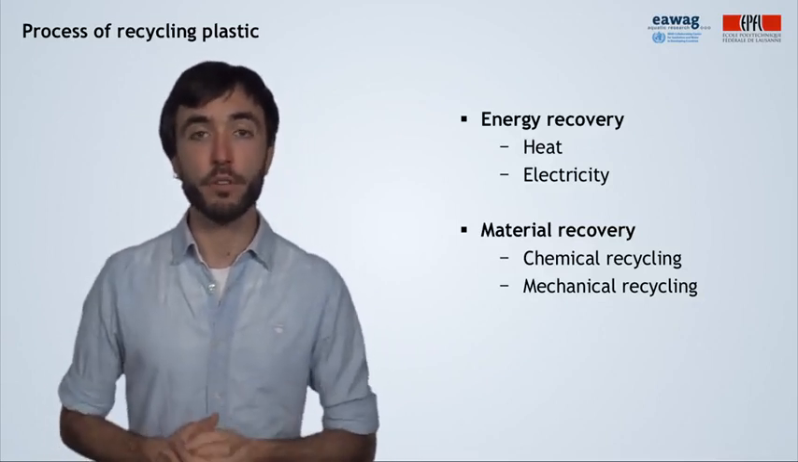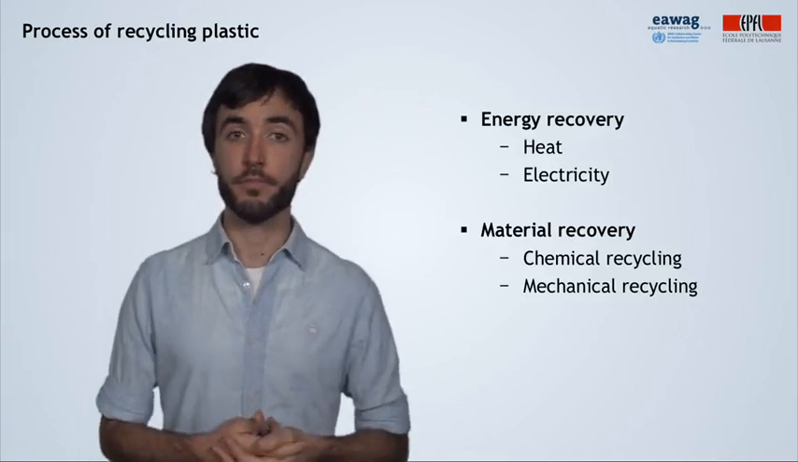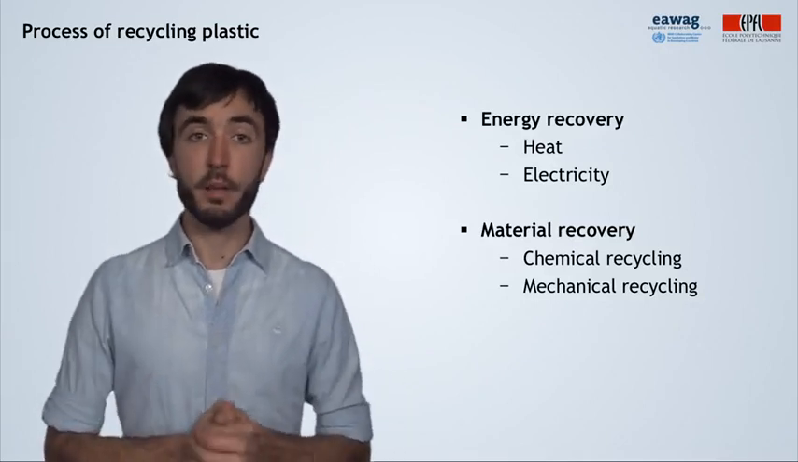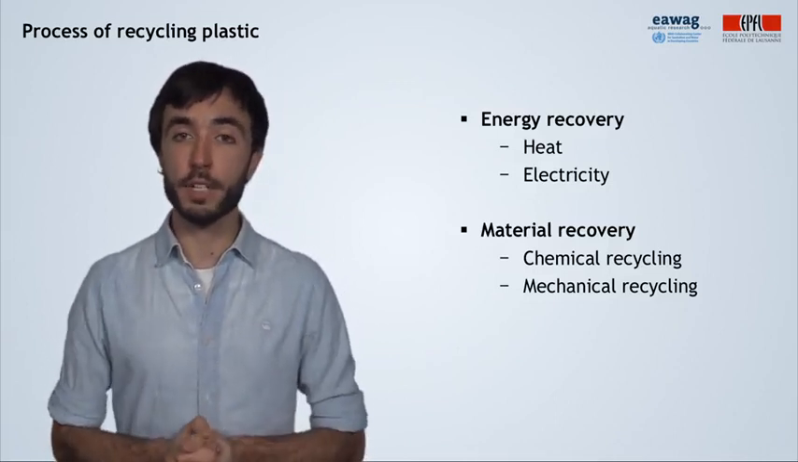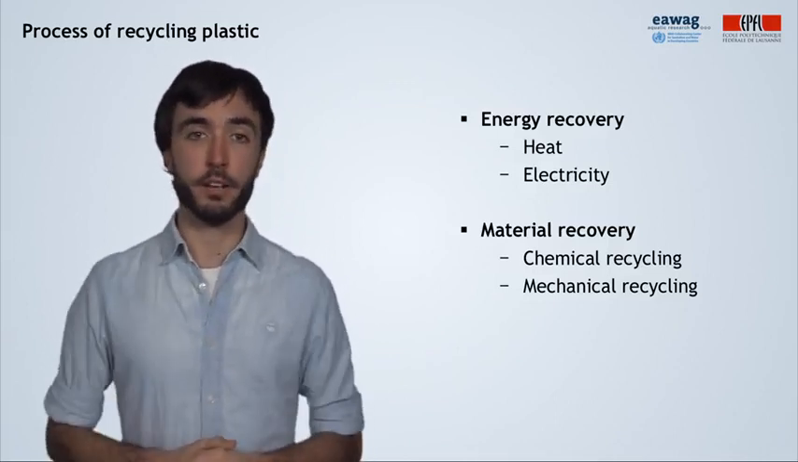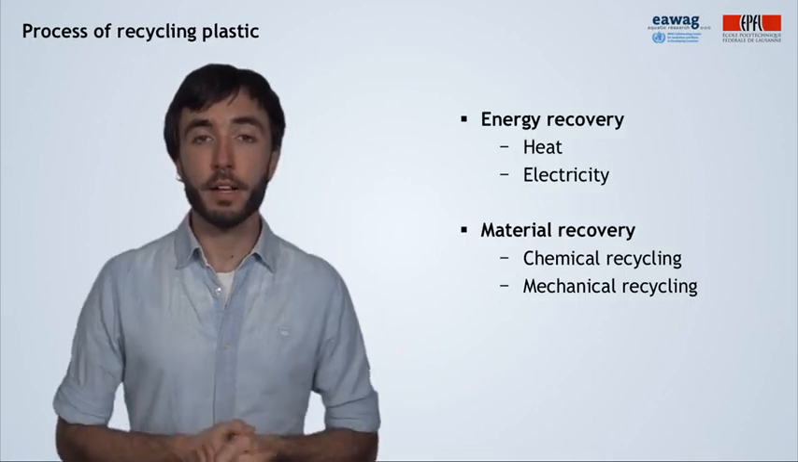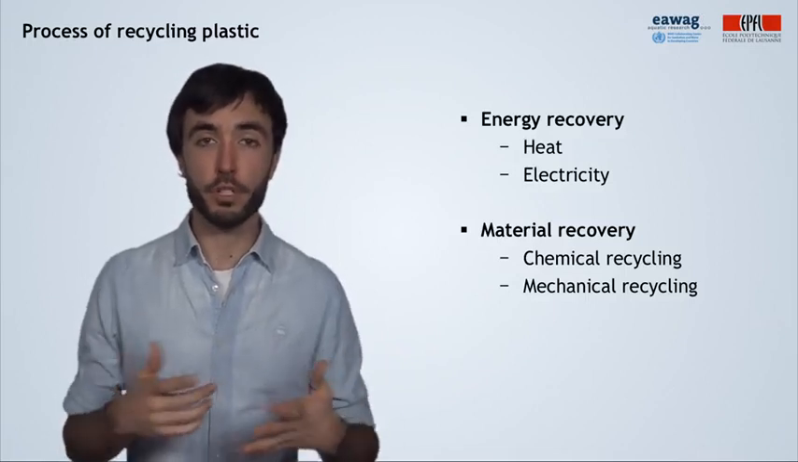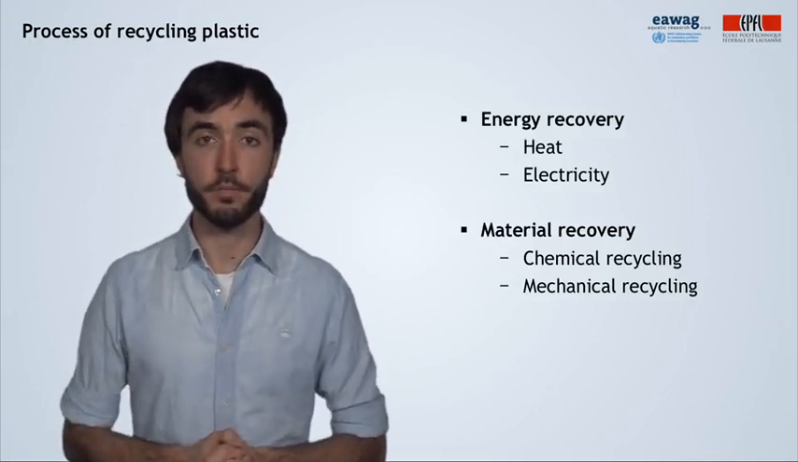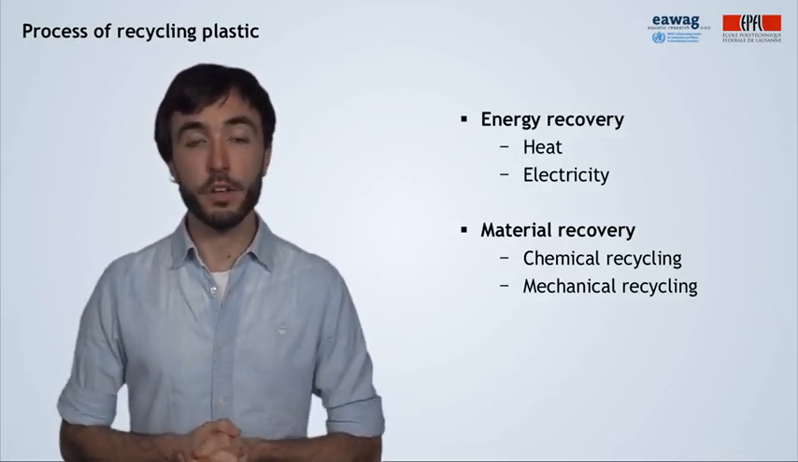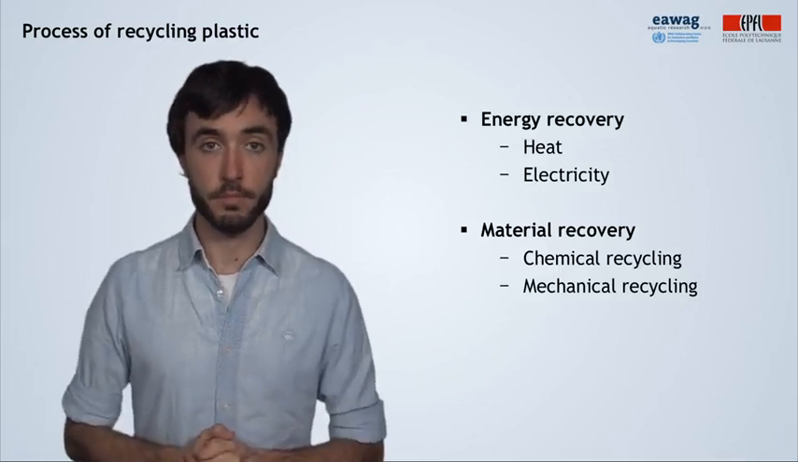Energy can be recovered in the form of heat and electricity. Material recovery can be done in two different ways: either chemical recycling, also called feedstock recycling, and mechanical recycling. Chemical recycling breaks down the plastic into its monomers, and then these monomers are used in refineries to produce new plastics. Whereas in mechanical recycling, we distinguish the following steps.